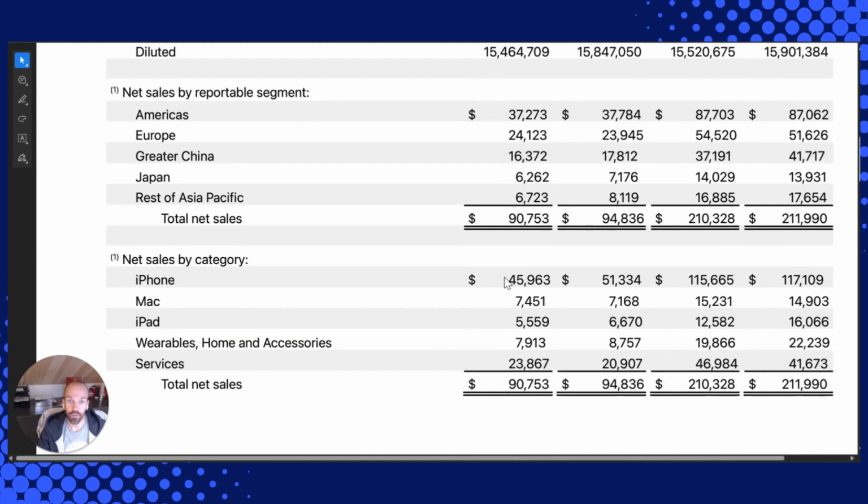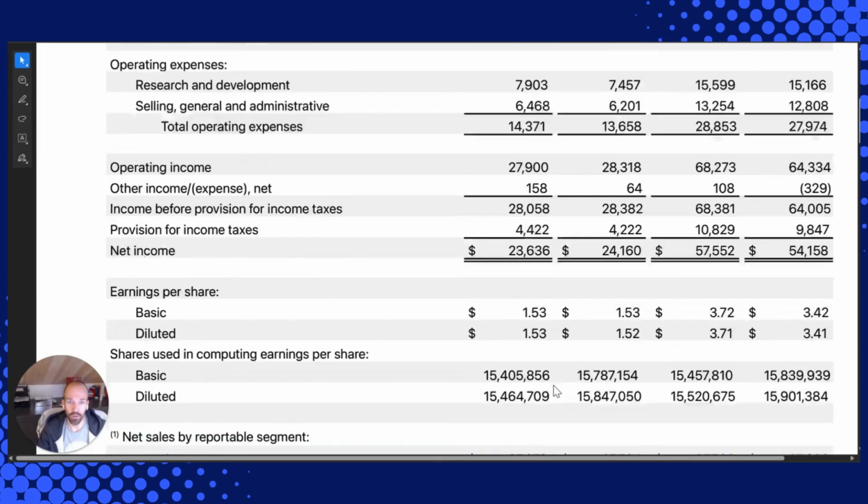And they also do it by category as well. On the hardware side, they're breaking it down by iPhone, which is clearly their biggest line item on the revenue side. Then they have Mac, iPad, wearables, home, and accessories, and then their services, which was shown above. And that gets you, again, to that same total sales basis. So hopefully this helps break down what an income statement looks like.